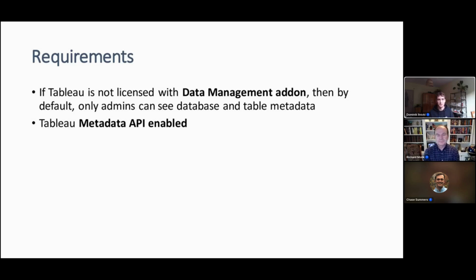There are two requirements you need to meet to use this metadata API, and these requirements also apply to the Dataedo Tableau connector. First, we need to have the metadata API enabled. If you use Tableau Cloud, previously called Tableau Online, it is enabled by default. But if you use Tableau Server, you need to make sure that you have the metadata API enabled in your settings. Second, if your Tableau is not licensed with the Data Management add-on, which is a separate add-on you need to buy for your Tableau instance, then only admins can see all of the metadata, tables and database metadata from this API. But you can change it in the settings.